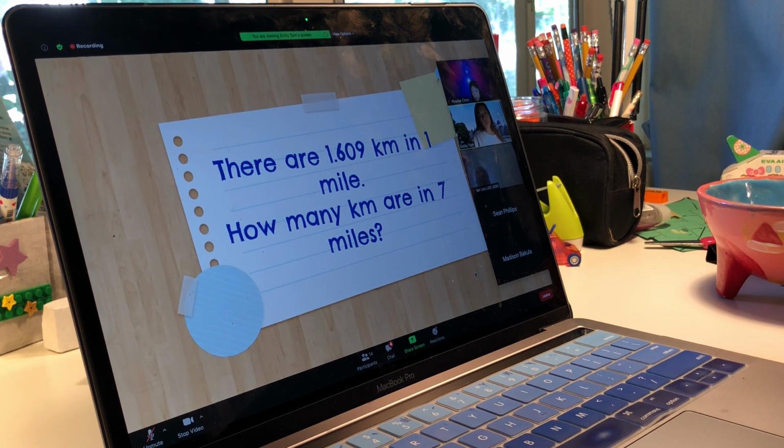There are 1.609 kilometers in 1 mile. How many kilometers are in 7 miles then? Same principle, just a different conversion factor. 1.609 kilometers.